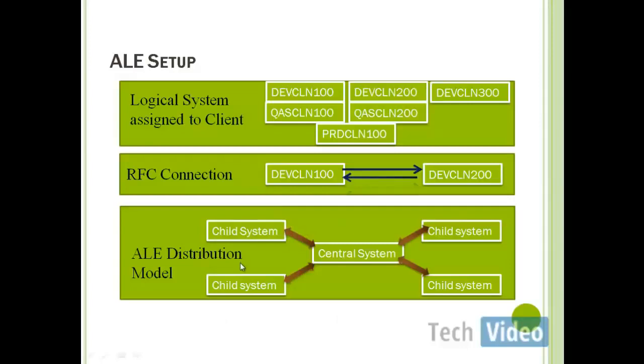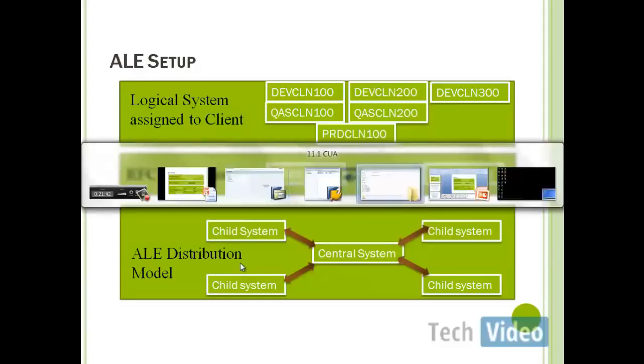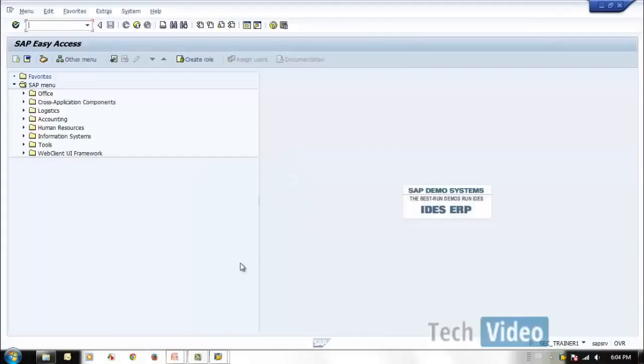So in the ALE distribution model you can define how to distribute this data. There is a transaction code called BD64. In the BD64 we can define the distribution model for this CUA. So let's go to the system and see how to define a distribution model. Go to transaction BD64.